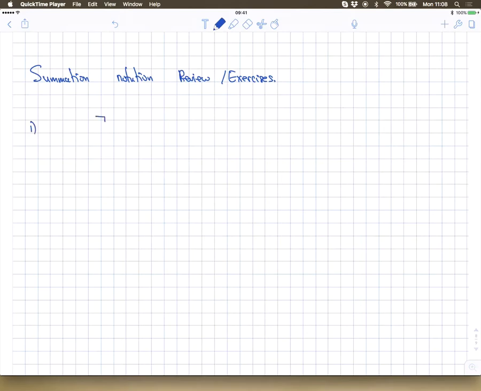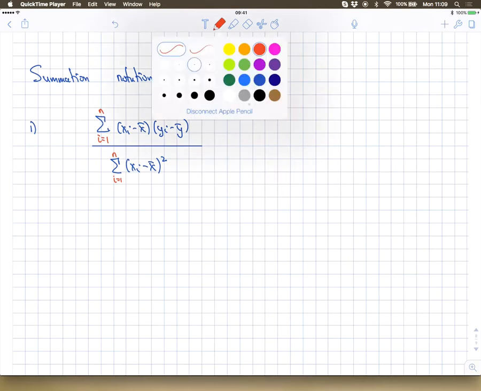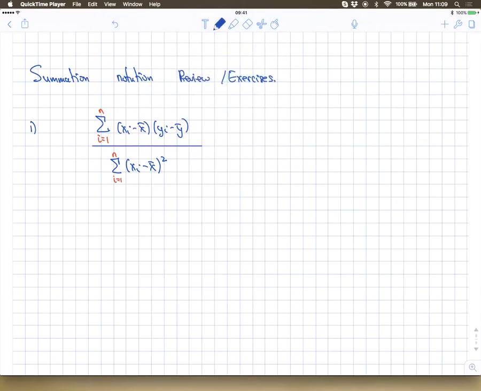Imagine that I give you this question: sum of (xi minus x bar)(yi minus y bar), divided by sum of (xi minus x bar) squared. Now I'm being a bit lazy here, because really I should also tell you that this summation is over i from 1 to n. But if I'm lazy that way, you should assume that that's what's happening. Here's my question for you: I would like to simplify this expression.